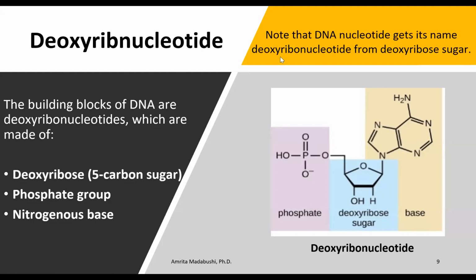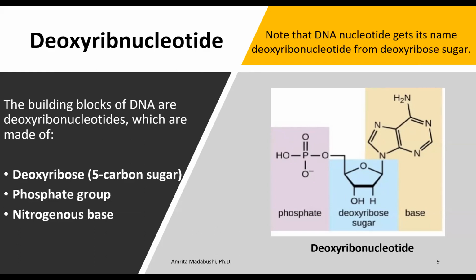So deoxyribonucleic acid. We said there is a sugar. We always start with the sugar because that's what we have studied before. And then we have the phosphate group. And then we have the base. So these are the three things that make up a deoxyribonucleotide.